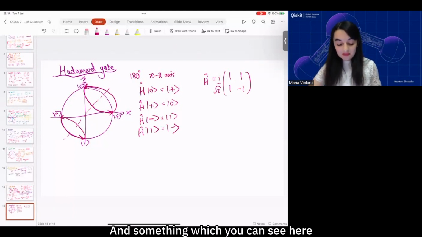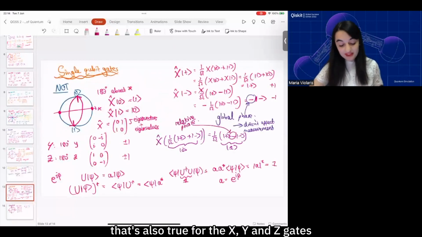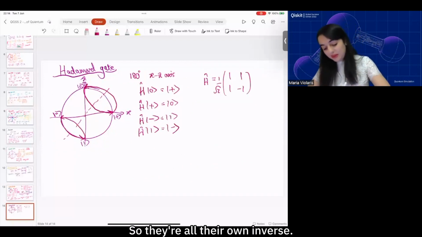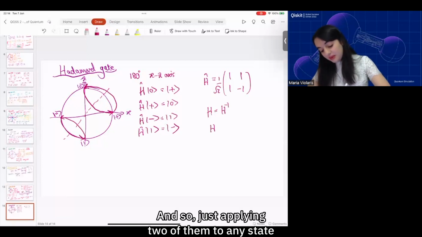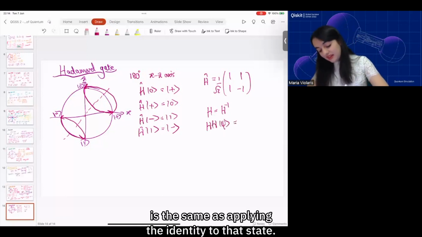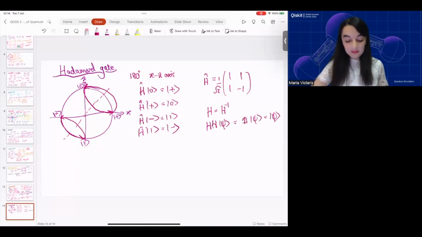Something you can see here that's also true for the X, Y, and Z gates is that they all reverse themselves. They're all their own inverse. And so just applying two of them to any state is the same as applying the identity to that state. So that's the Hadamard gate.